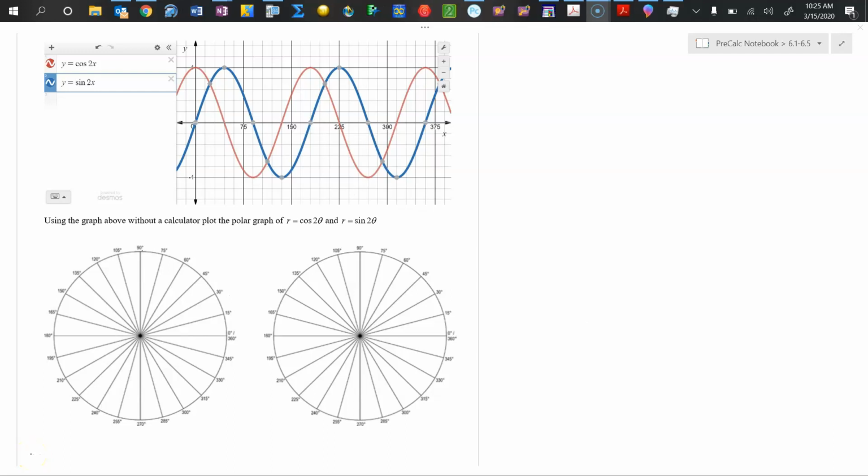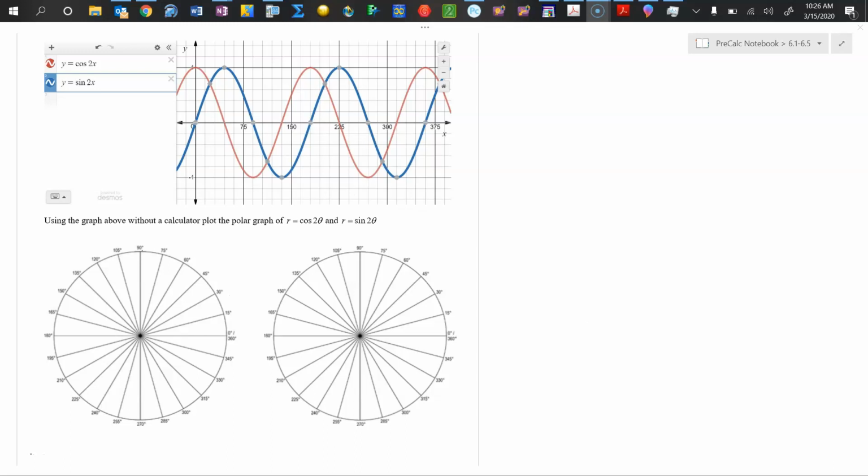Welcome back, everyone. In part one of graphing polar functions, we learned about graphs of circles of the form r equals a cosine theta and r equals a sine theta. What we're going to do today is graph functions of the form r equals cosine n theta and r equals sine n theta. So we're going to change the coefficient in front of the angle.